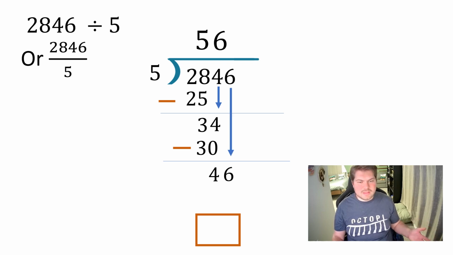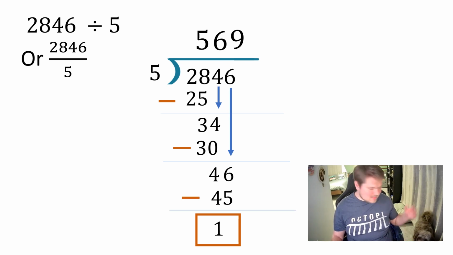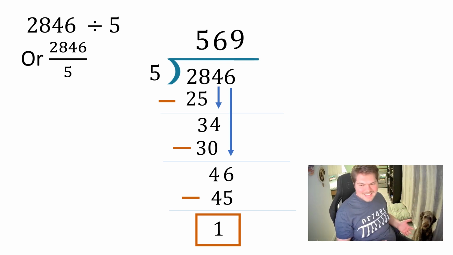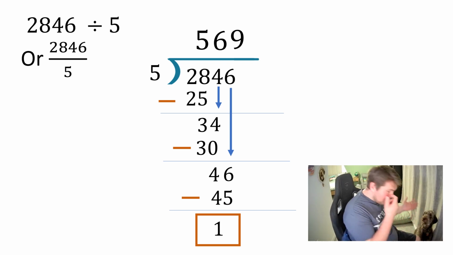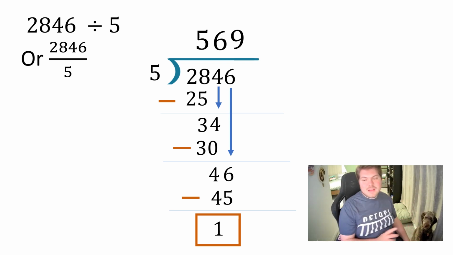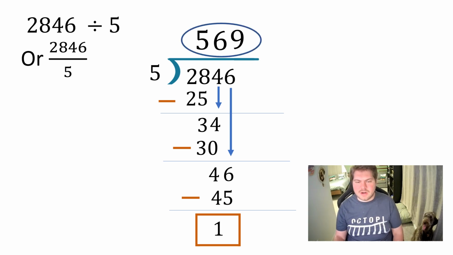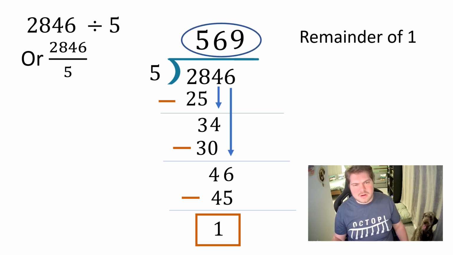And then we bring the 6 down. 5 goes into 46 9 times, because that's 45. 46 minus 45 is 1. So our assumption was right. It doesn't go perfectly into 2,846. So this is what we, of course, call a remainder. So this is our remainder.